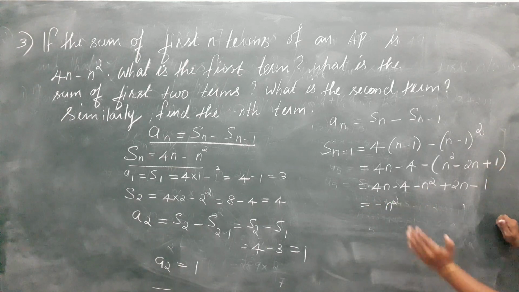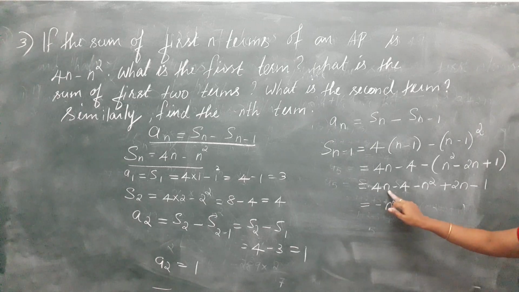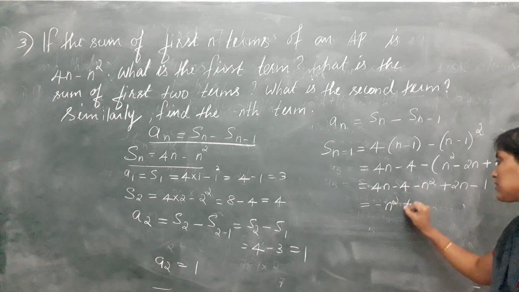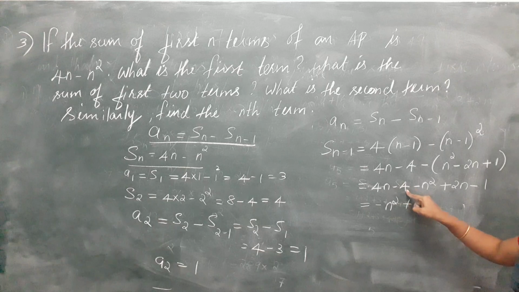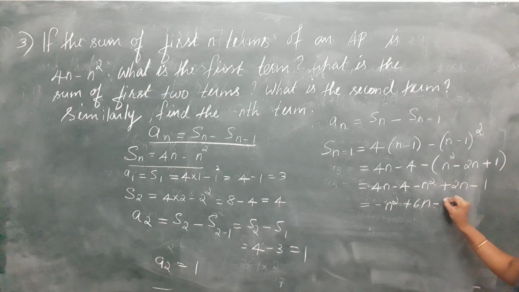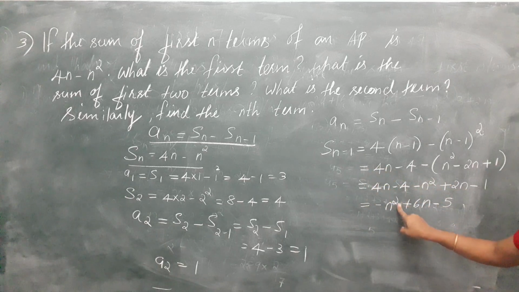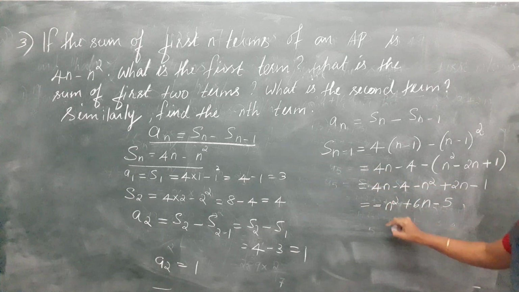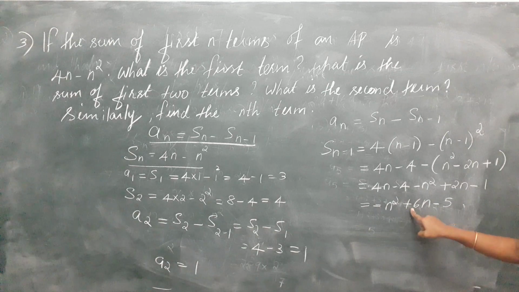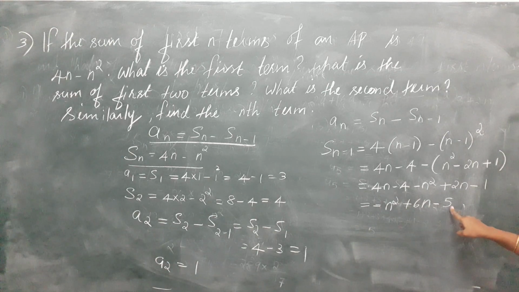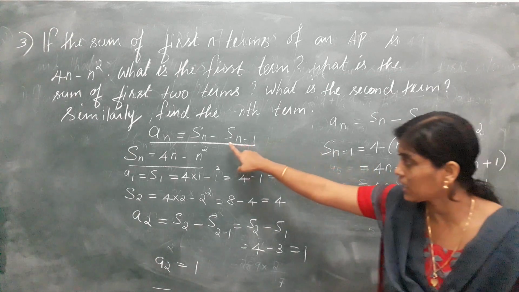We write it in decreasing order of the degree: minus n square, 4n plus 2n gives 6n, and minus 4 minus 1 gives minus 5. So Sn minus 1 is minus n square plus 6n minus 5. We are asked to find the nth term.